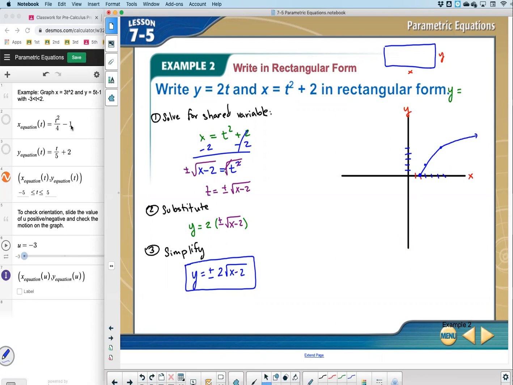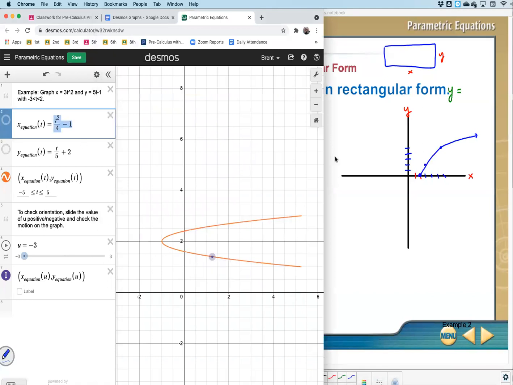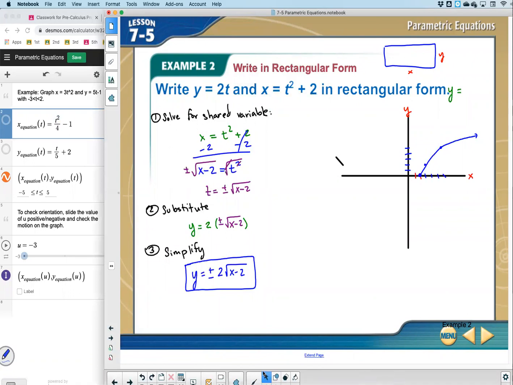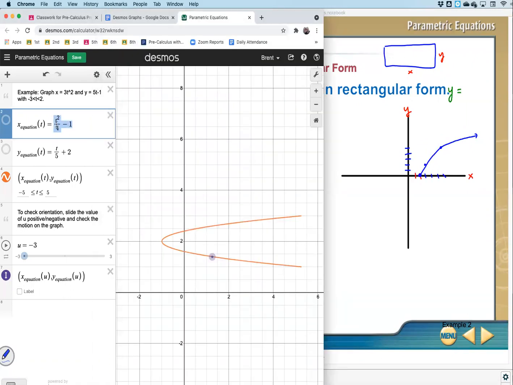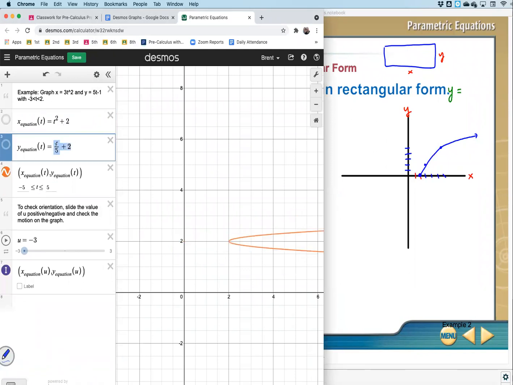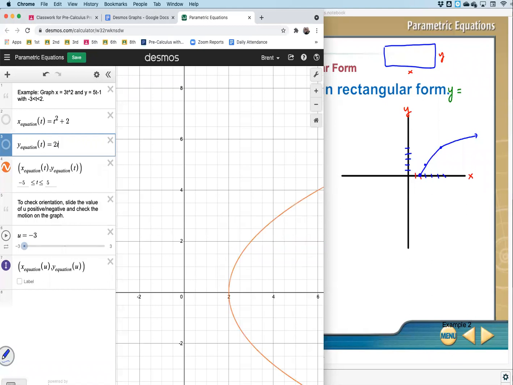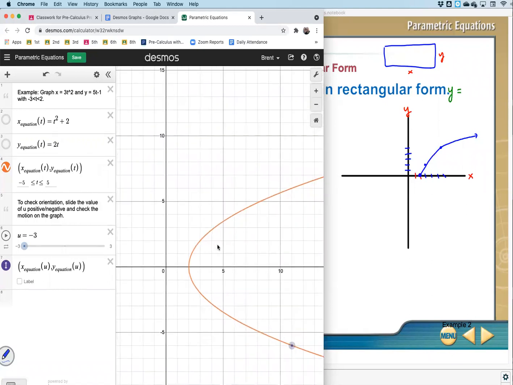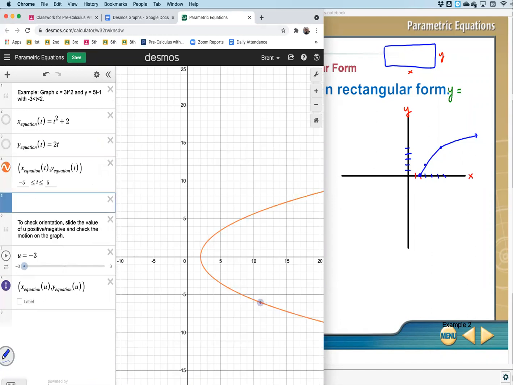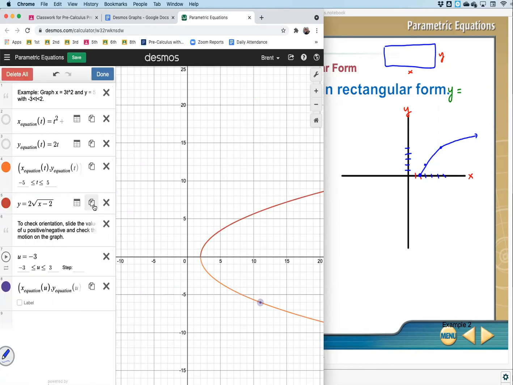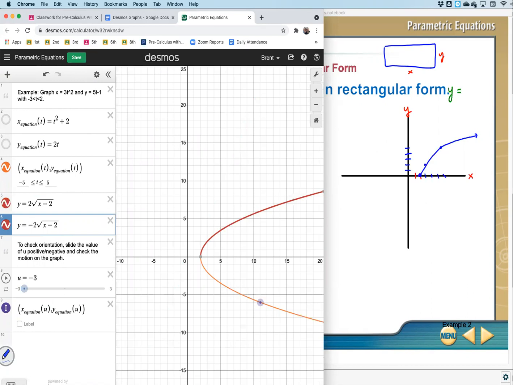In the calculator, we could check our work. We had the x equation that was t squared plus 2. The y equation was 2t. There it is, a sideways parabola. We believe the equation is going to be y equals 2 times the square root of x minus 2, and also the negative of the same equation. So I'll put a negative here, copy it and put a negative. So you notice, do my graphs overlap one another? Do these graphs overlap? Yeah, so we did it correctly. So that is the equation.